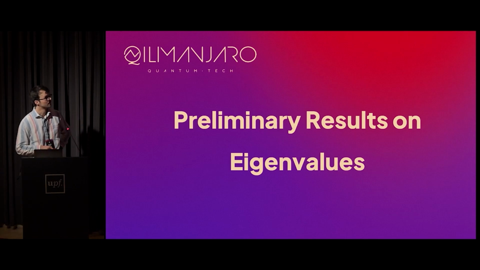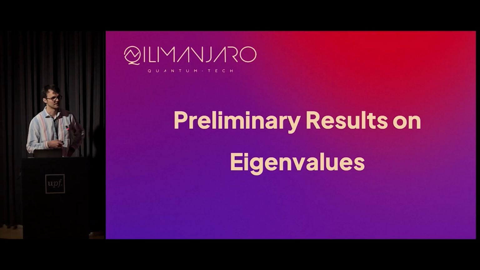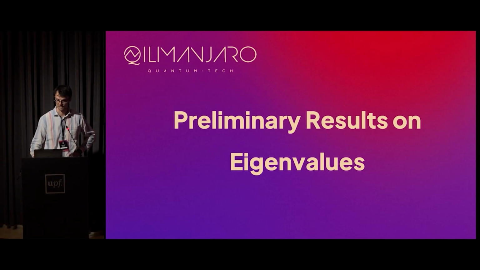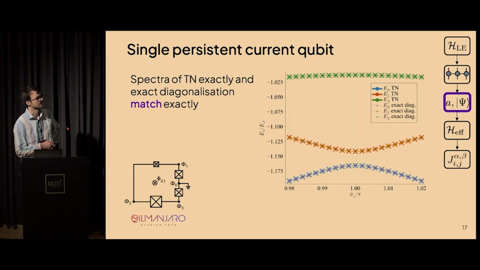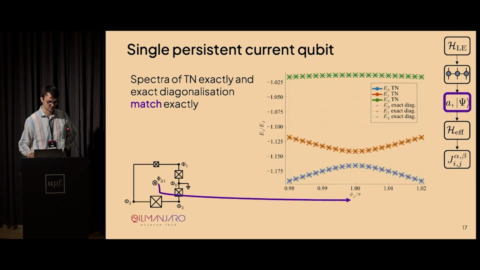Then I come to the preliminary results. They're preliminary because I would like to get a bit more conclusions from them. They're pretty recent, and so far they have only reached the eigenvalues, but this has shown to be the most important bottleneck we want to solve. So the first sanity check, in the regime where we can still do exact diagonalization, is just a single persistent current qubit, and we sweep one of the external fluxes and match exactly, so the method seems to be working.